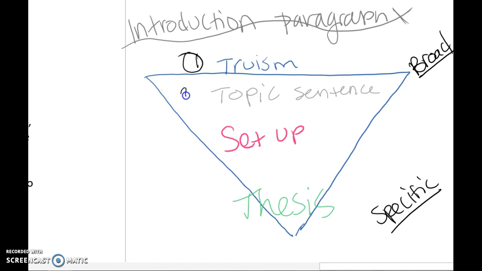Your second sentence is your topic sentence. This is where you have the title and the author. And this is where you center. You say a broad statement, then you center your reader by letting them know that you are talking about a specific article.